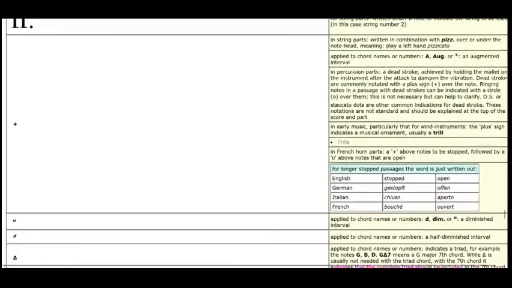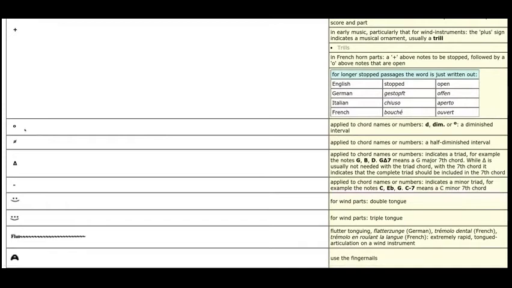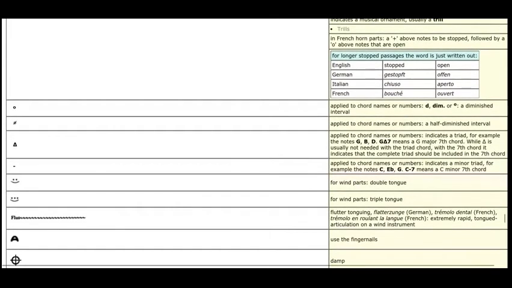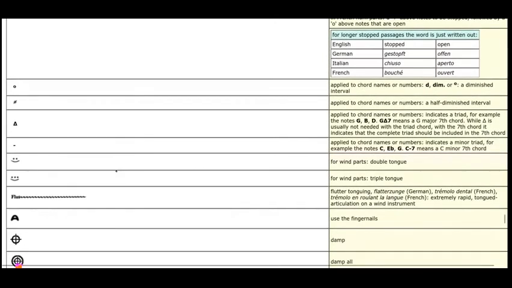If you're looking at part writing, that's going to be telling you it's an augmented interval. And the little circle there, that's probably telling you it's a diminished interval. Or if it's a circle with a slash, that's a half diminished. If you see a triangle, that indicates a triad. Again, you're going to see that in music writing.